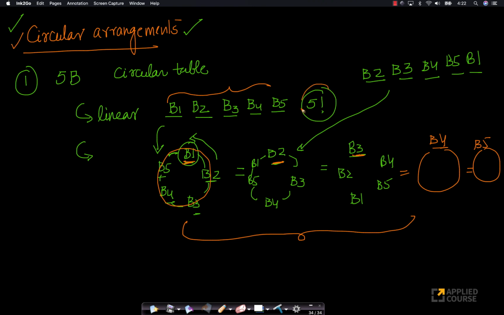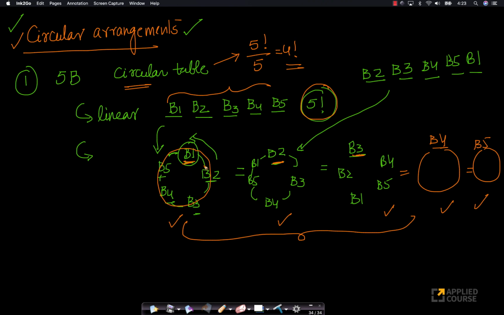So my linear arrangements are 5 factorial, but in my linear arrangements, this is counted as 5 distinct arrangements. But in my circular arrangement, by definition, these are considered as only one arrangement. So the number of circular arrangements that I have is now 5 factorial by 5. That's because these 5 have to be counted only as one, not as 5 distinct values. That's why we are dividing it by 5, which is nothing but 4 factorial. Right? So this is the number of circular arrangements.